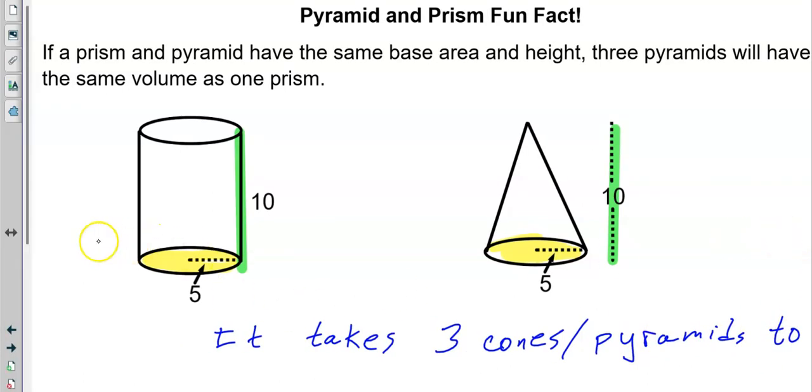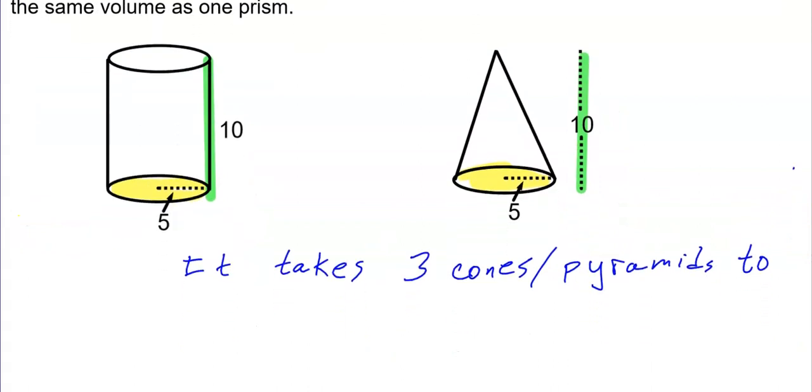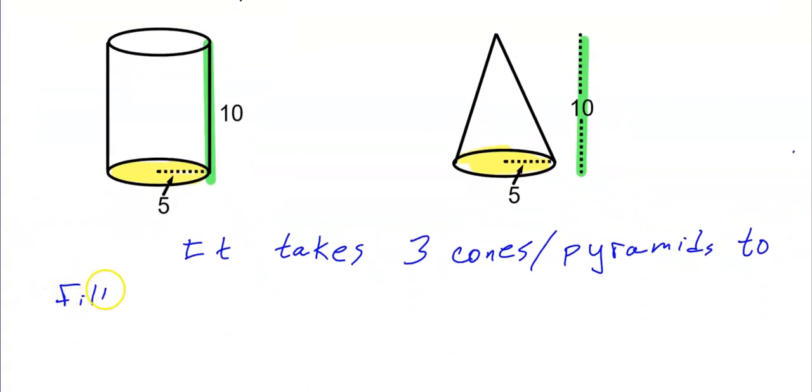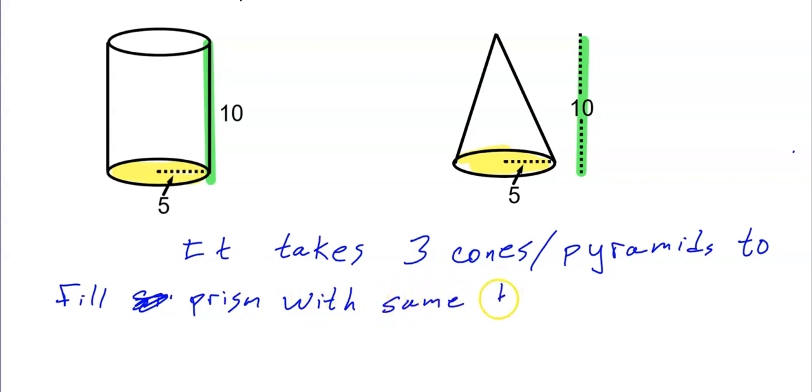Let me jump back. It takes 3 pyramids to fill a prism with the same base and height. So if they have the same base and the same height, it will take 3 pyramids to have the same volume as that one prism. Kind of a fun fact.